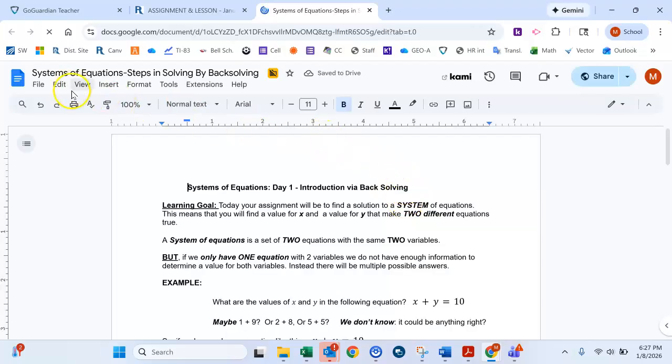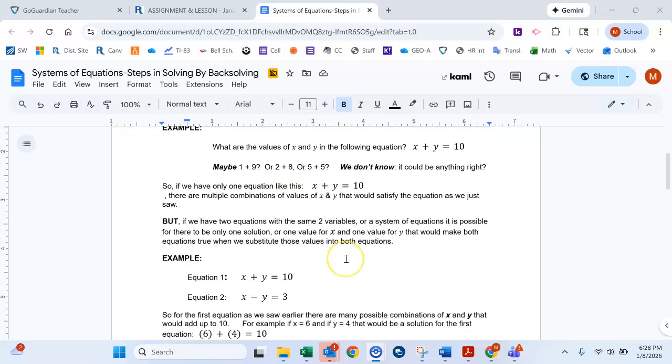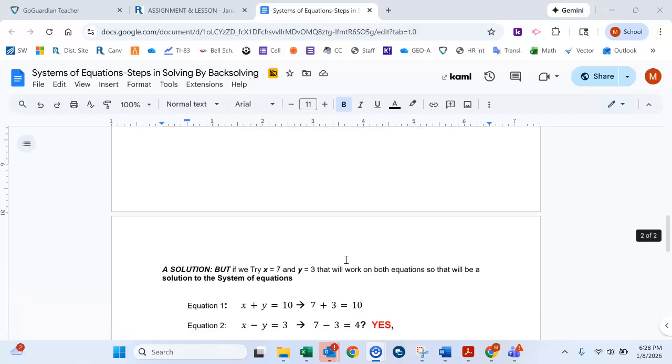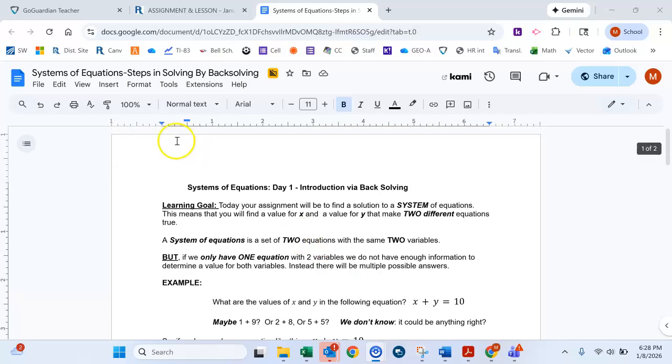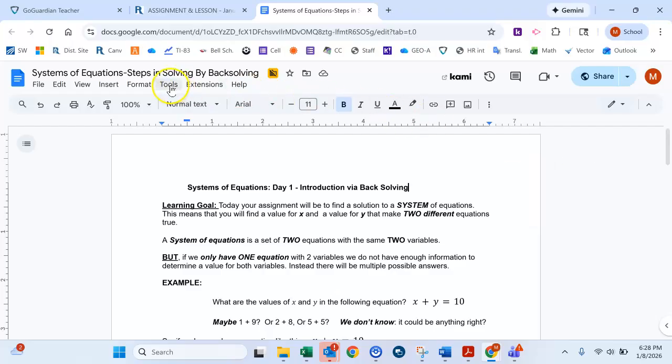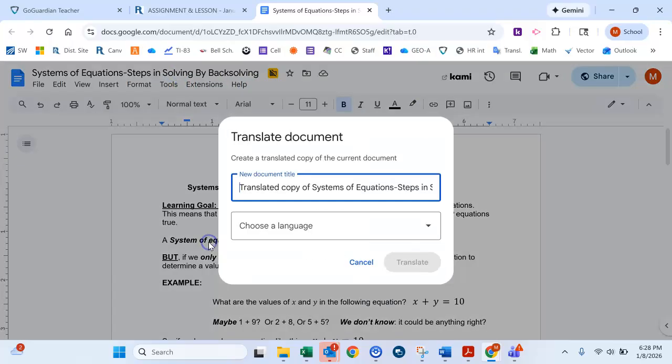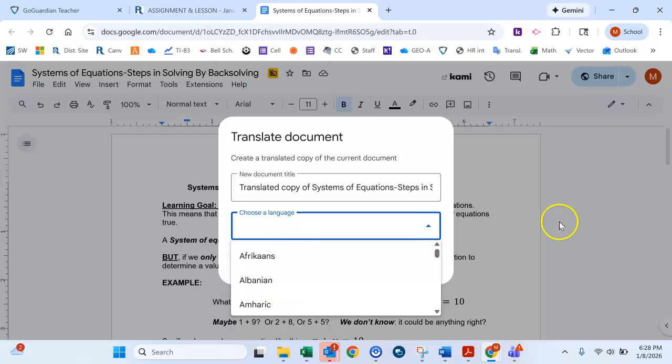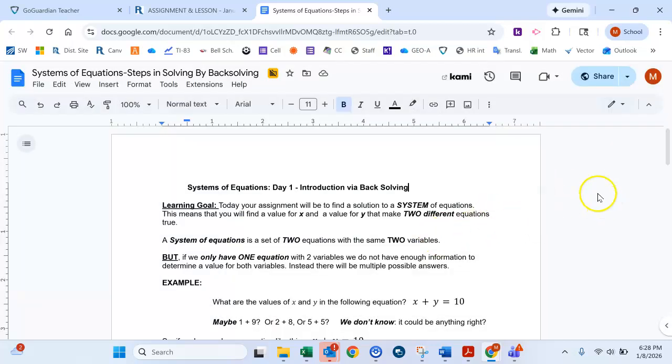Remember, you can always translate it. So it's very important that you translate this so you can understand this. It's only about a page, a little bit more than a page, so it's pretty quick. But remember, to translate it, if it's a Google Doc, you have to go to File, make a copy, right? And then once you make a copy, then you can come to Tools, and you can hit Translate, and then choose your language, right? Okay, so make sure to translate it if you need to.